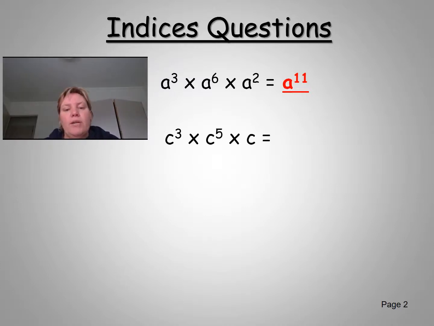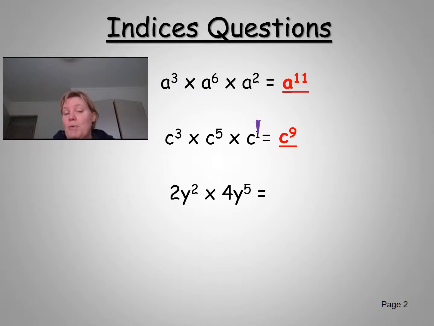Now, c cubed times c to the 5. Here the c is actually to the power of 1. Didn't draw that one very well, did I? Hang on, just try and get it. c to the 1. When you see a c by itself, you need to think, it's not just sitting there, it's actually got a power of 1. So that's 3, 5, and 1, which of course is c to the 9.